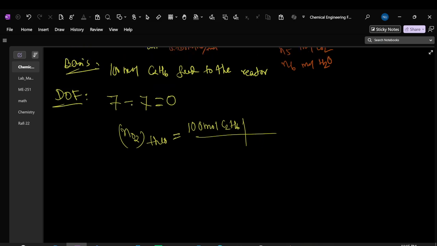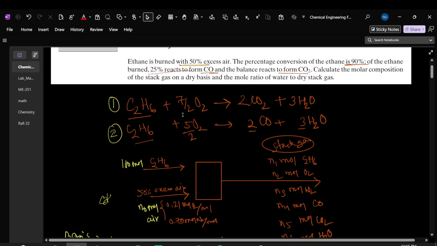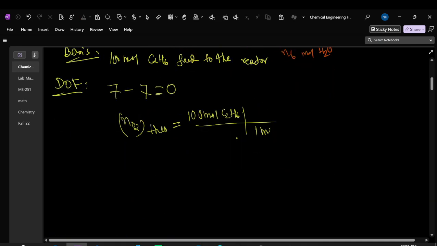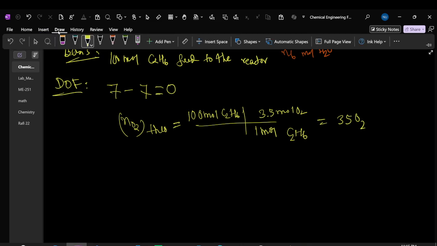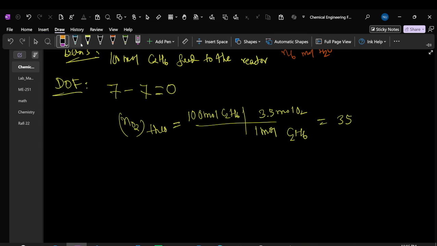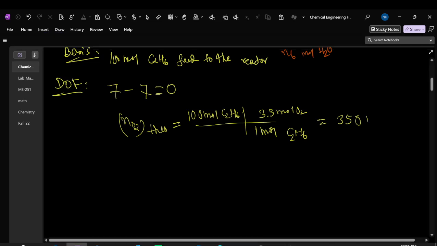So in reaction 1 we see that 1 mole ethane will react with 3.5 mole oxygen to create 2 mole of carbon dioxide. By this we can calculate the theoretical oxygen: 350 mole oxygen we need as theoretical oxygen.